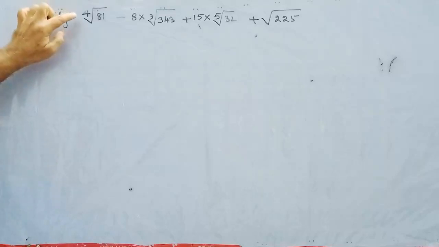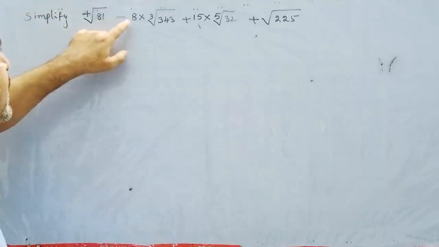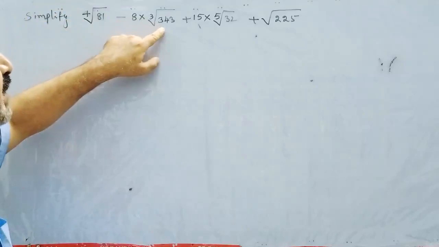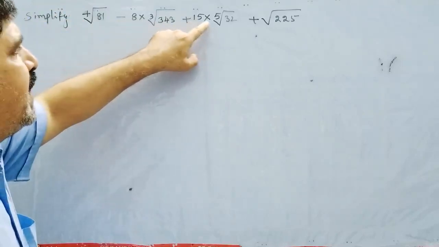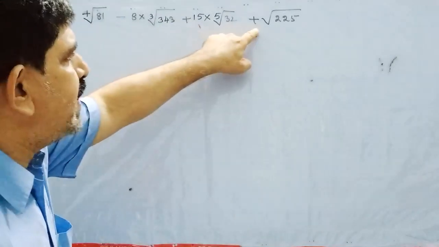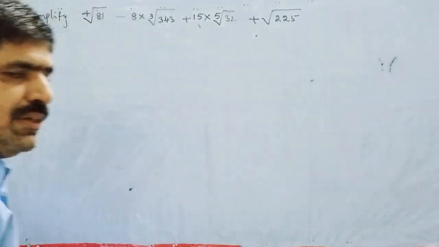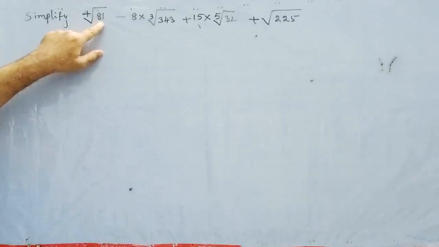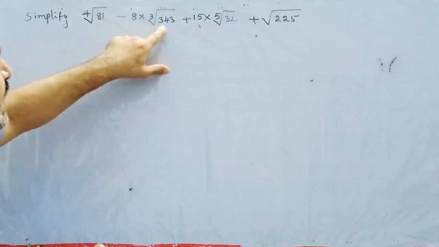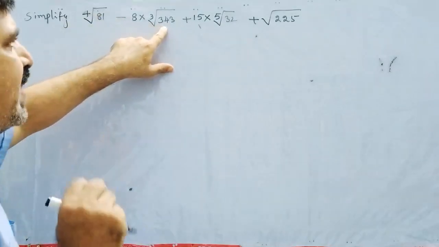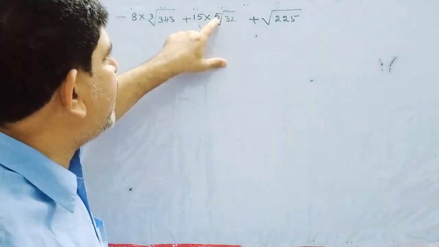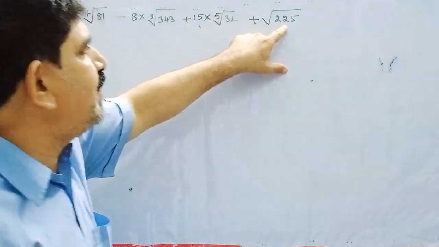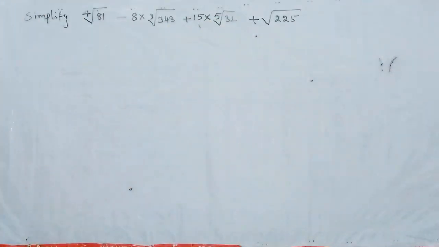Simplify 4th root of 81 minus 8 into cube root of 343 plus 15 into 5th root of 32 plus square root of 225. So here the radicand is 81. Now we have to write this 81 in terms of 4 equal factors. 343, 3 equal factors. 32, 5 equal factors. 225, 2 equal factors.